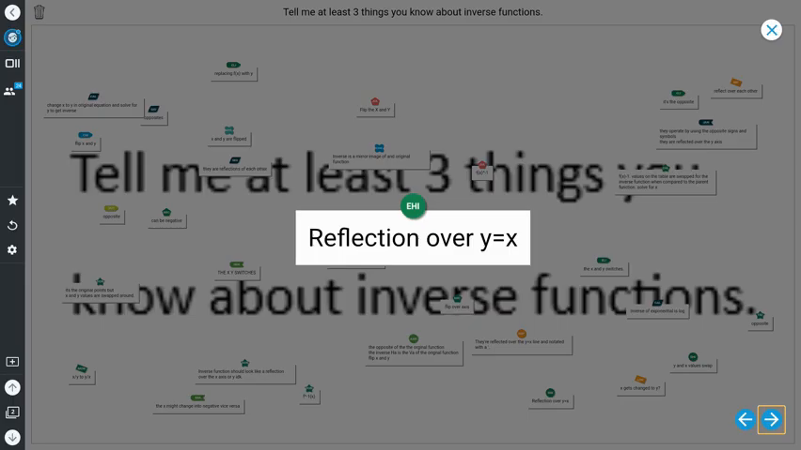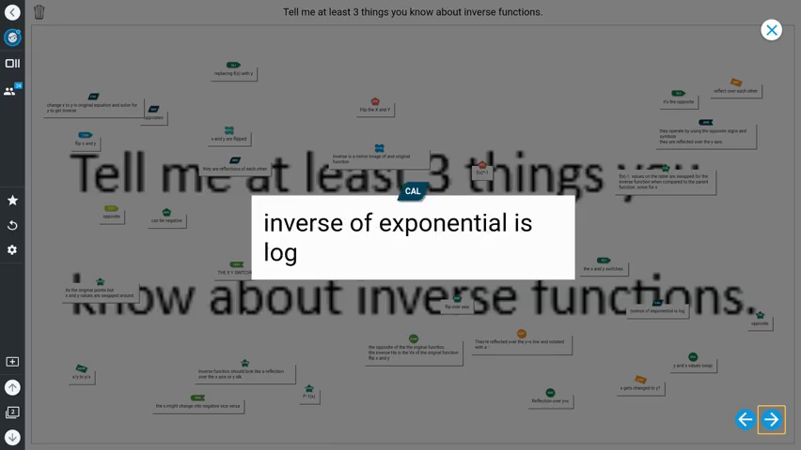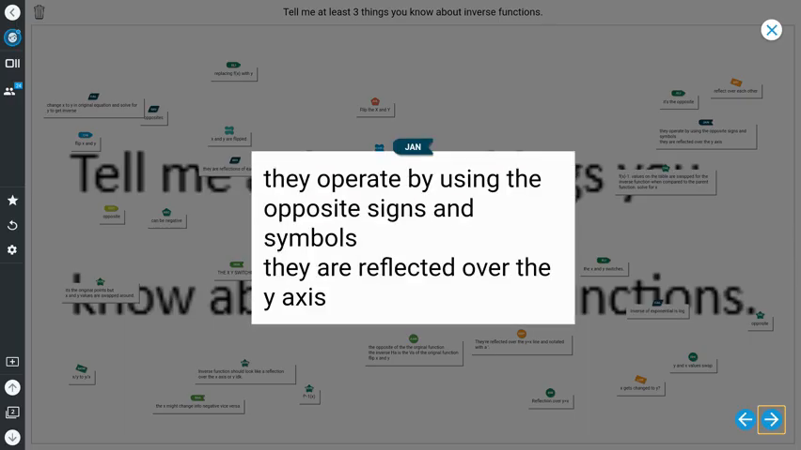Ooh, this is also a good one. It does reflect over the line y equals x. Okay, there's a misconception that a lot of people put down that it reflects over the axis. It does not reflect over the axis. In order for the x and the y to switch, it has to reflect over the line y equals x, as the key mentioned. Very good. Okay. The inverse of an exponential is a log. Very good. Okay, they operate by using opposite signs and symbols. They reflect it over the y-axis. So it's going to be the line y equals x.